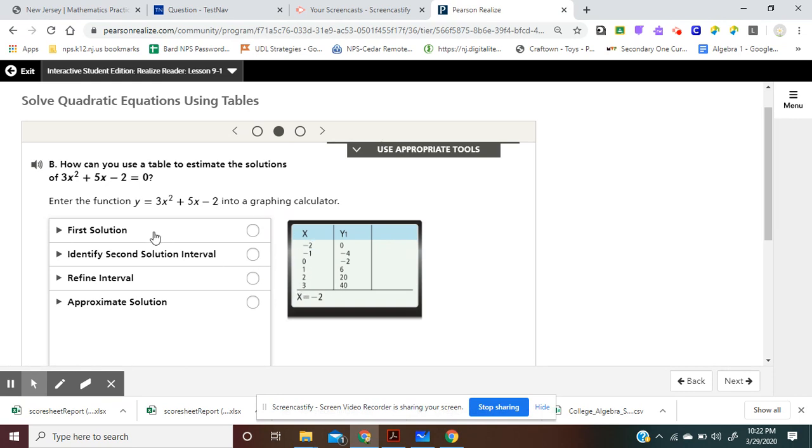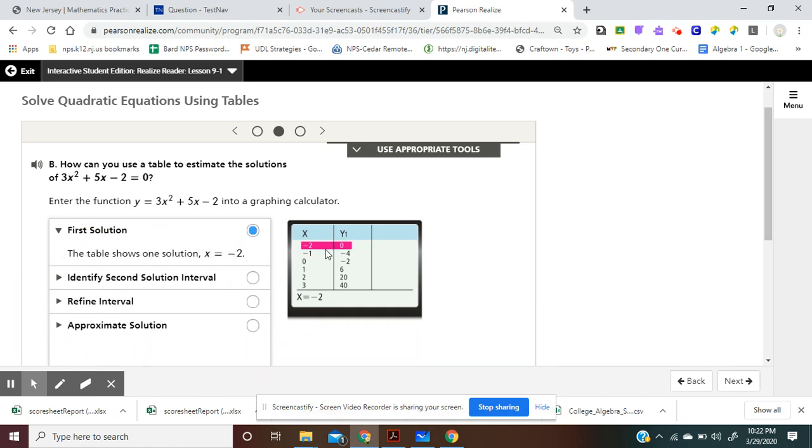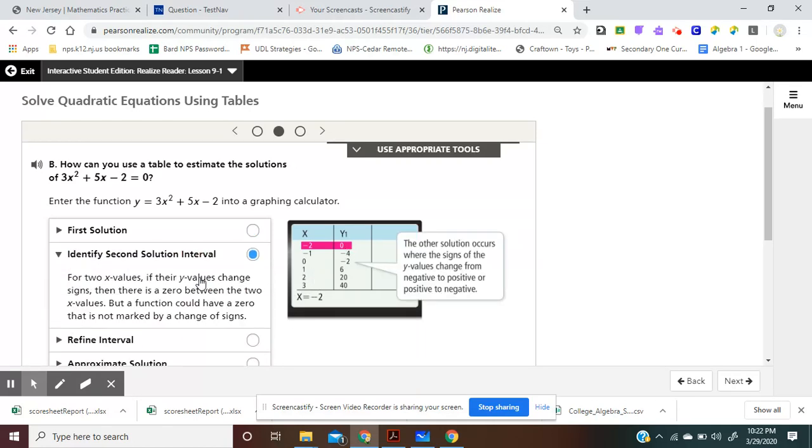And we can see that our first solution is clear, right? This x equals negative 2 will give us a y of 0. However, our second solution, not so clear. And we notice that the table goes from negative to positive. So somewhere in between there must be a 0. But in order to figure out where, we're going to have to refine our interval a little bit.